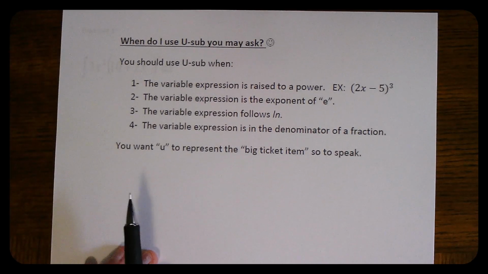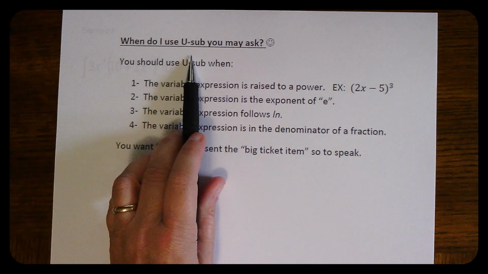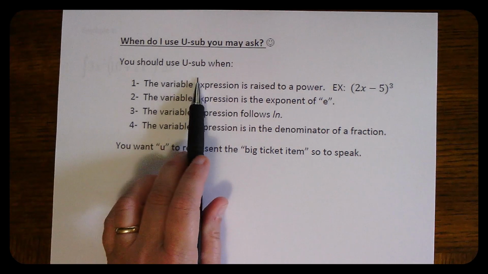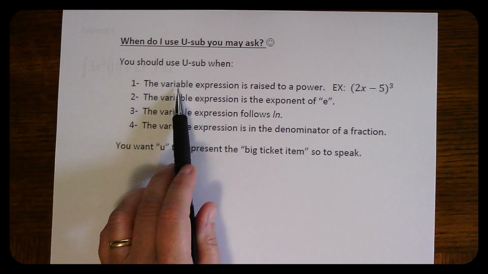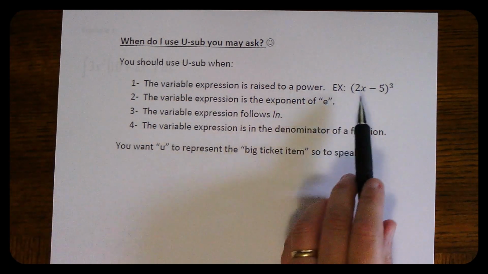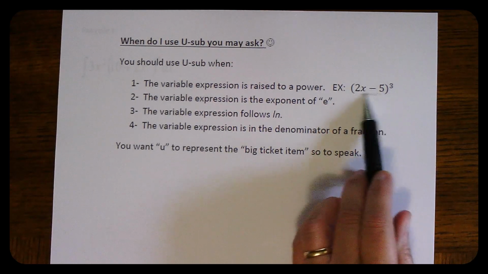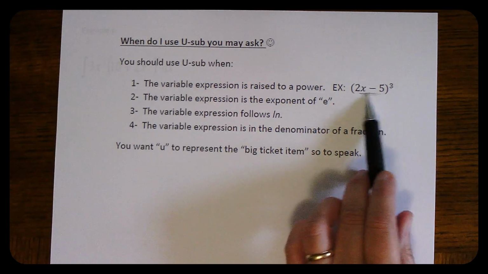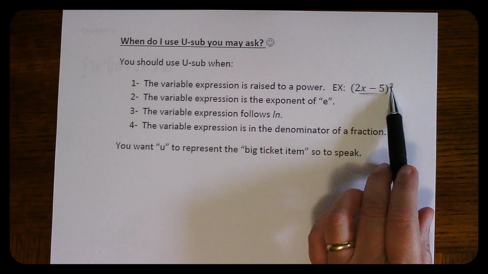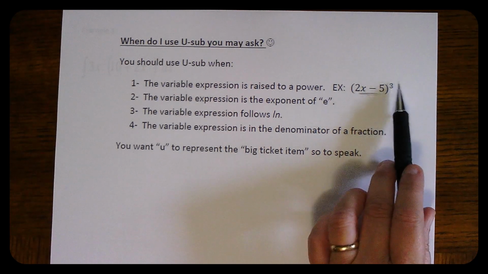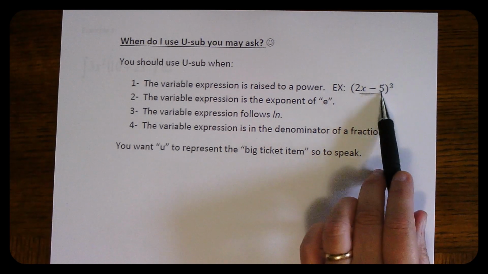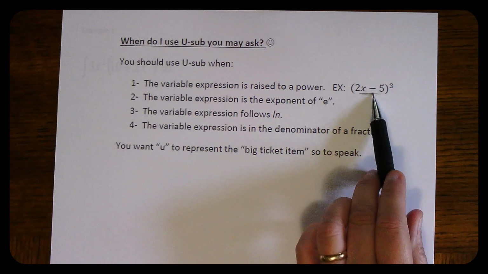So you have to know when to use u sub. You don't use it all the time. You use it when you have a variable expression that's raised to a power. So if you have a binomial expression or a trinomial expression raised to a power, you can't distribute that exponent in. So that's a huge hint that you're going to need to use u substitution.